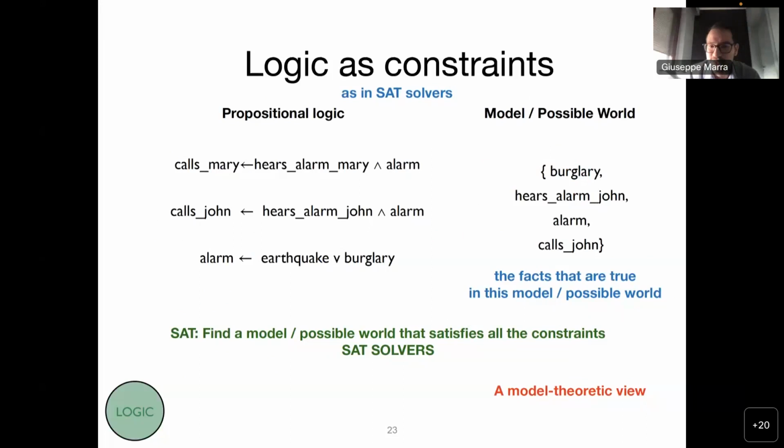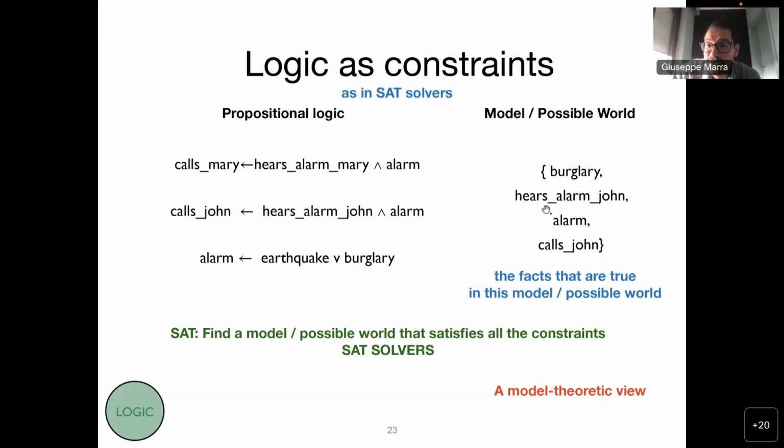And what we are interested in this case is in models of the theory. And what is a model? A model is an assignment of a value to all the propositional variables in this theory. So for example, if you look to the right of the slide, and if you consider these four facts, which means that only these four facts are true while all the others are false, well, it's easy to see that this is a model of this theory.